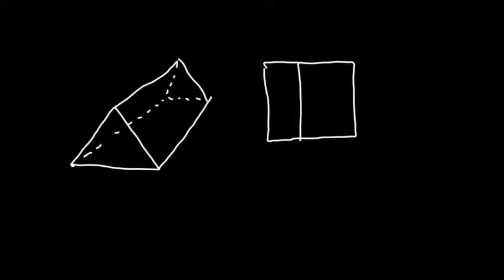Alright, so let's look at another shape, a triangular prism. So if you notice, we're going to have two triangles and three rectangles. So when we draw this out, we need three rectangles and then two triangles off of it. So that would be the net of a triangular prism.